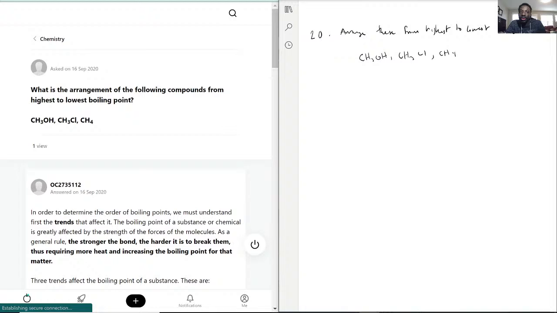In order to solve this, we need to understand what each of these molecular compounds are composed of in terms of the type of bonds they have. Depending on the bonds, the amount of energy it takes to break them is different. So we have CH3OH, which looks like this, CH3Cl, and CH4.